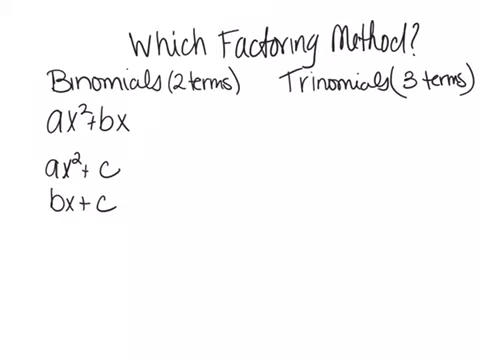So the first thing we should always do, no matter what the problem looks like, whether it's a binomial or trinomial, the first thing you should always do is look for a GCF. Look for a greatest common factor. And if you can divide that GCF out, you want to do that. Even if it's a trinomial, it makes all the numbers smaller, and then the factoring of the rest of the trinomial becomes easier. So always look for the greatest common factor first.